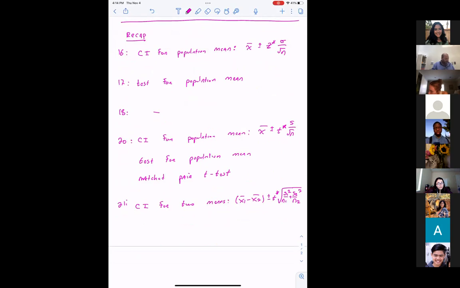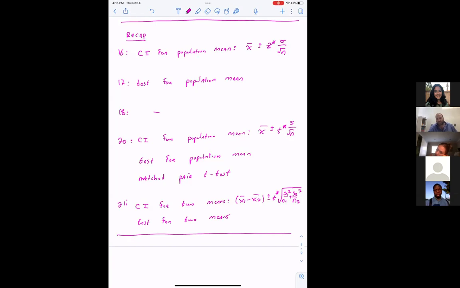And we also did, looking back at what we did, a test for two means. So that's all the recap. Everything about means, averages. One average, two averages. Do I know Z? Do I know sigma? Do I not know sigma? It was all about averages.